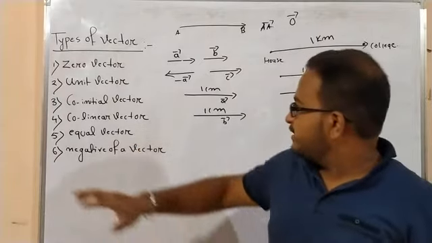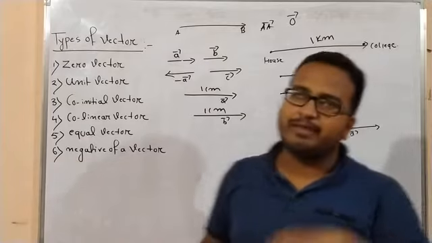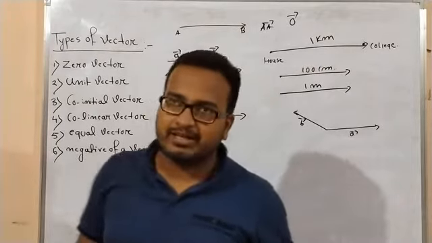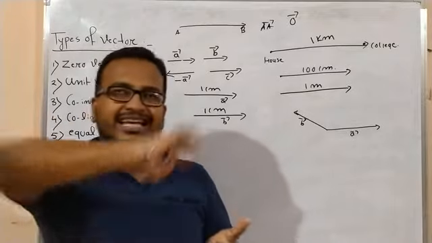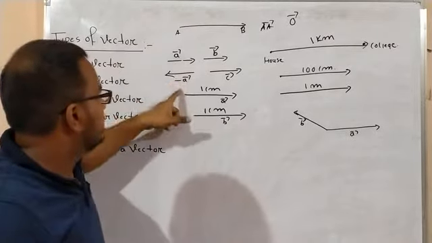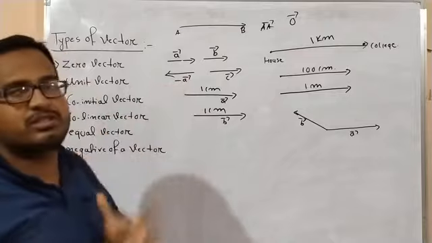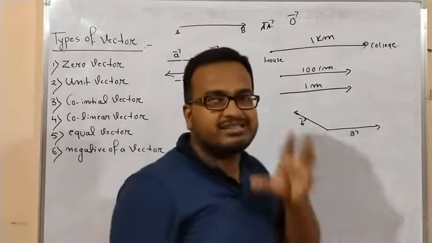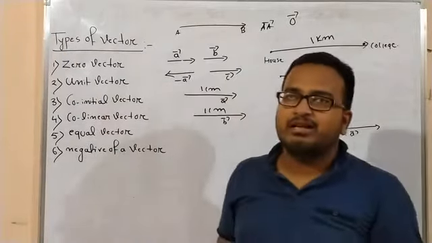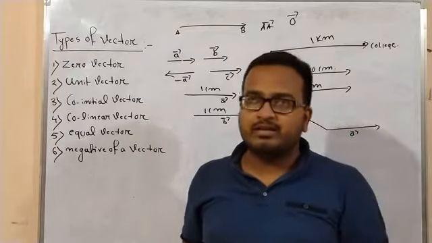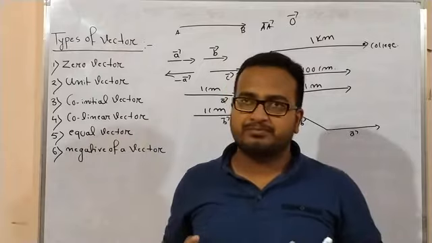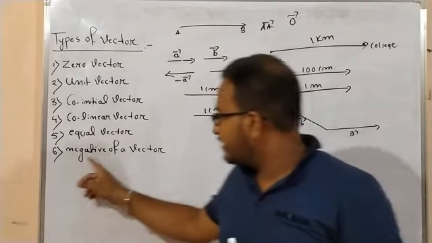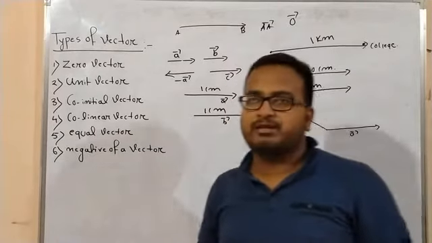Okay. Now negative of a vector. Negative of a vector is very easy. Negative of a vector means two vectors, that means one vector is negative of the other. That means these two vectors have the same magnitude but opposite direction. Two vectors are said to be negative of each other if they have the same magnitude but opposite direction, right? That is the meaning of negative of a vector.